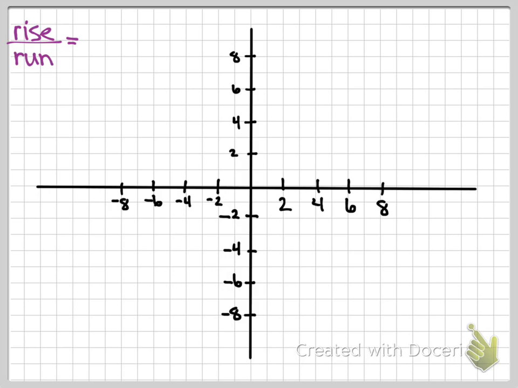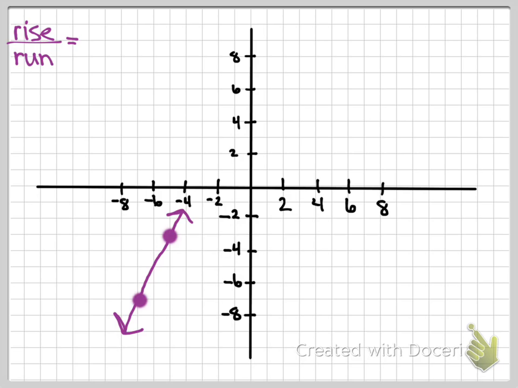Let's do another one. All right, what if you had a point here and a point here? Okay, and here's your line. All right, so if I'm reading it which way? From left to right, which point do I start at? The bottom one, right? Because that one comes first. So what's my y value for this point? -7.